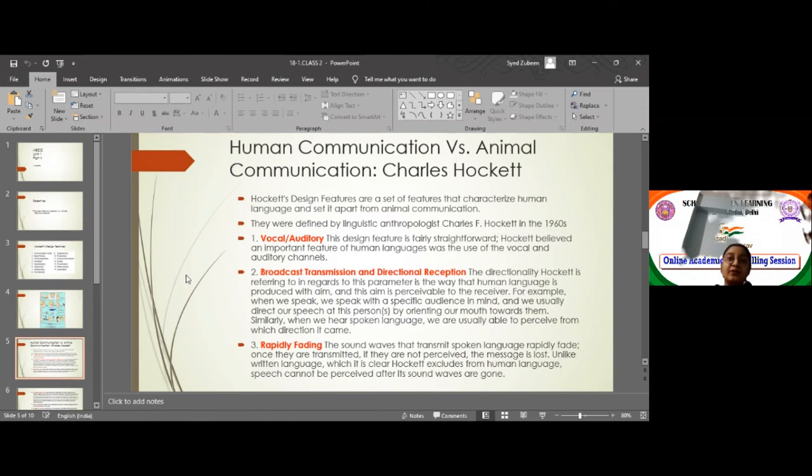Right? When we are talking to a friend, we are looking towards him and we are speaking to him. We are not talking to the walls. We are speaking to the person in front of us. Right now, I'm speaking to the laptop, to my screen, because I know that it is being recorded and you're sitting behind and you're all using your laptops, your mobile phones to connect to me. So when we speak with a specific audience in mind, we usually direct our speech at this person by orienting our mouth towards them. Similarly, when we hear spoken language, we are usually able to perceive from which direction it came in.